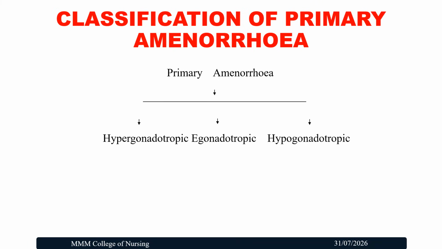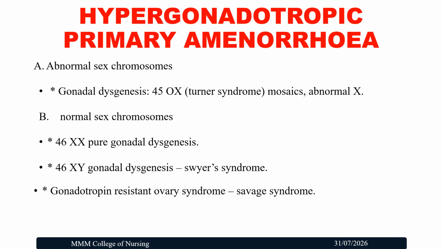Coming on to the classification of primary amenorrhea. Primary amenorrhea is classified into three main types, that is hypergonadotrophic, eugonadotrophic, and hypogonadotrophic. First type is hypergonadotrophic primary amenorrhea.